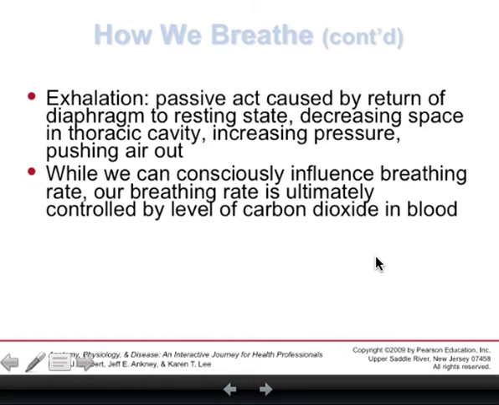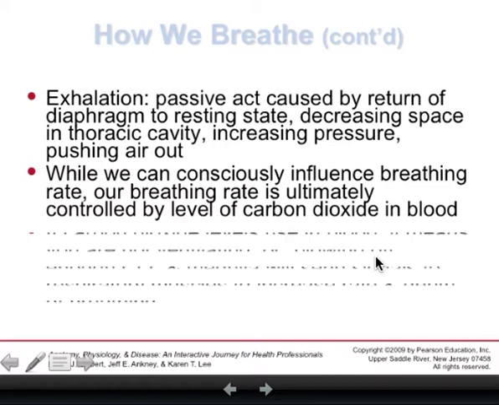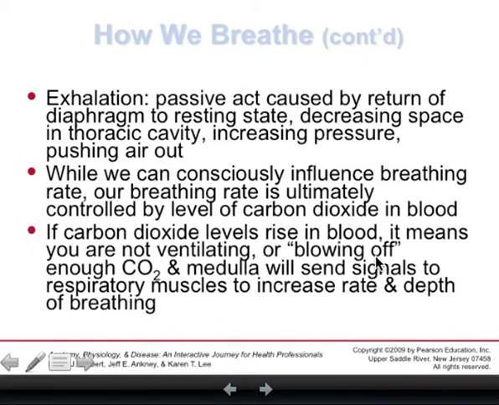While we can consciously influence breathing rate, our breathing rate is ultimately controlled by the amount of CO2 in the blood. If carbon dioxide levels rise in the blood, it means that you're not ventilating or blowing off enough CO2, and as a result, the medulla oblongata will send signals to the respiratory muscles to increase the rate and the depth of your breathing. And the idea here is to not let the CO2 accumulate in the interstitial fluid and in the blood, because that can lead to metabolic acidosis.